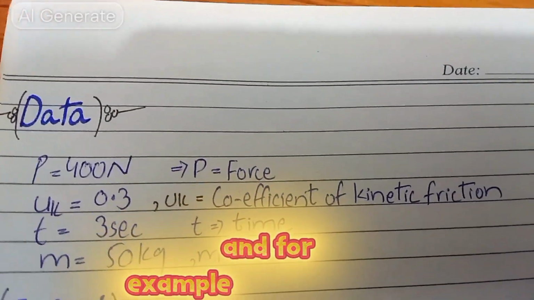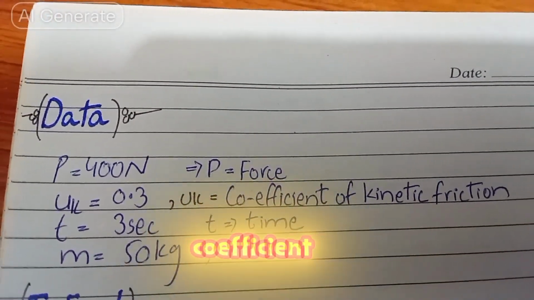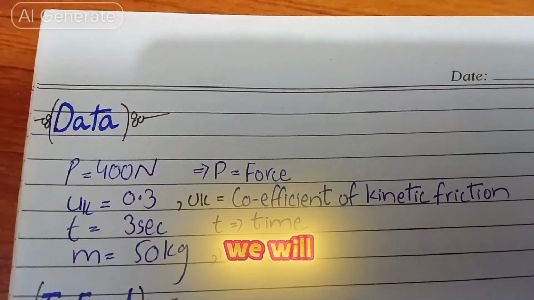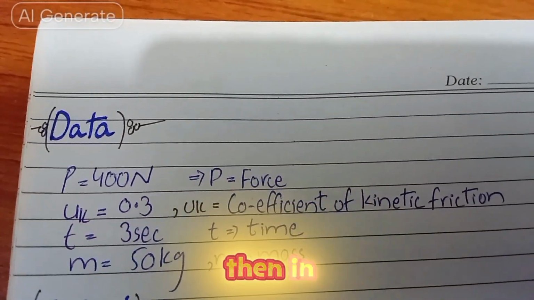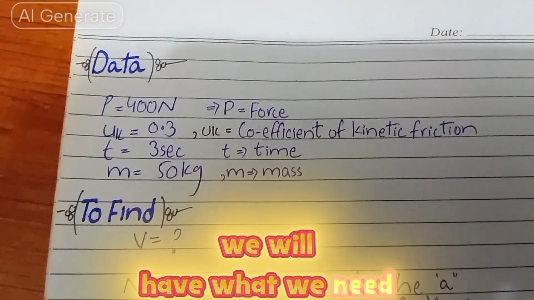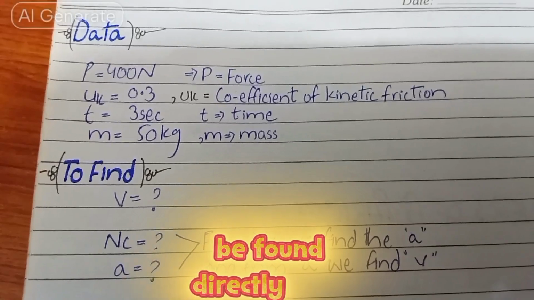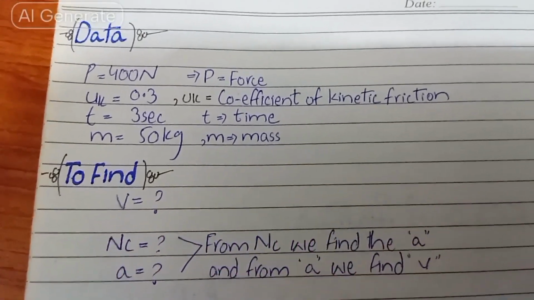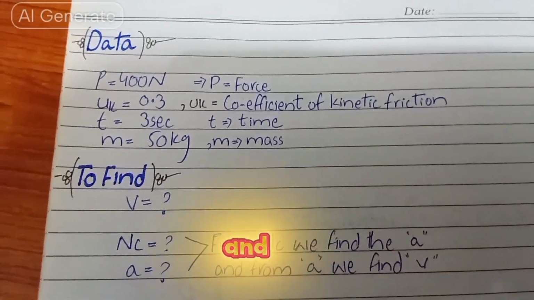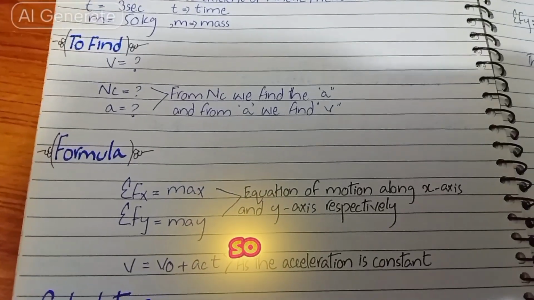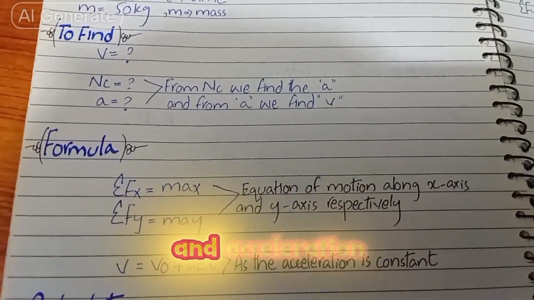Here, for example, we have been given a force, coefficient of kinetic friction, time, and mass. So we will write everything here, and then in the next step we will write what we need to find. We need to find the velocity here, and the velocity will not be found directly. We will find the velocity when we know the acceleration, and we will know the acceleration when we know the normal reaction. So, we will need to find both the normal reaction and acceleration.